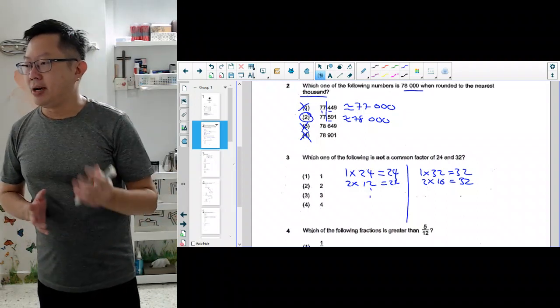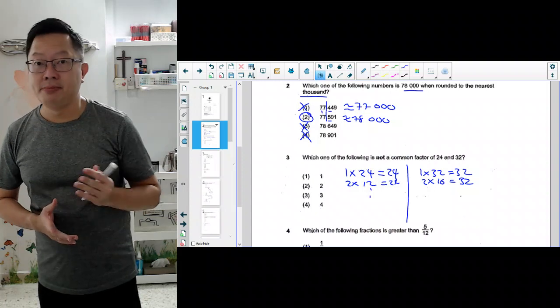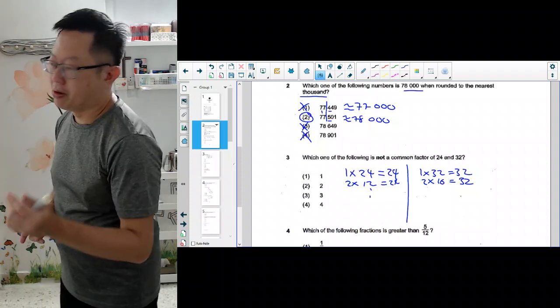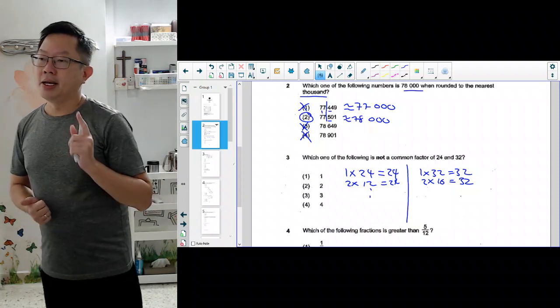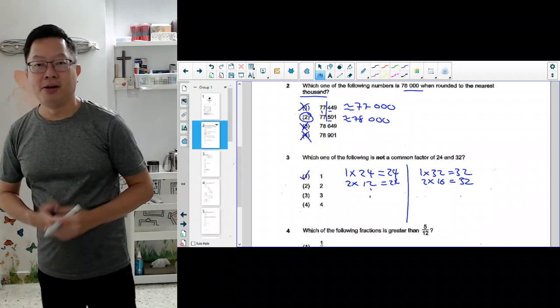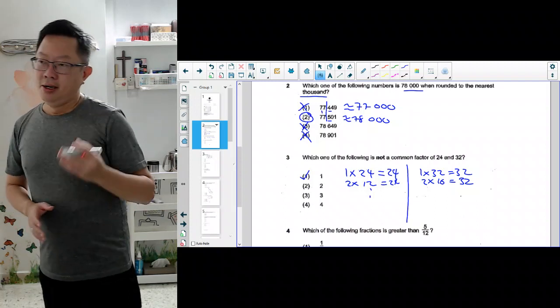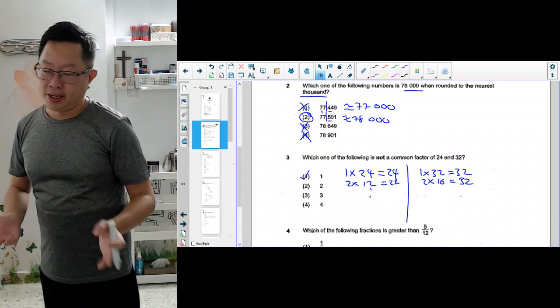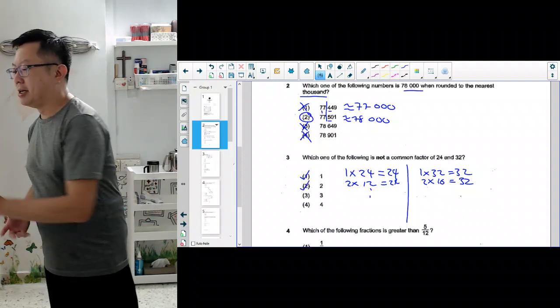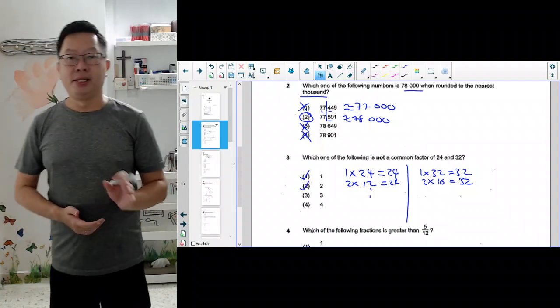So what is a factor? A factor means it can be divided. So if it's not a common factor, it means it cannot divide. For example, can 24 divide by 1? Yeah. Can 32 divide by 1? Yes. So 1 is a common factor. Okay, so we are using a shortcut now. Can 24 divide by 2? Yes. Can 32 divide by 2? Also can. So 2 is a common factor of 24 and 32.